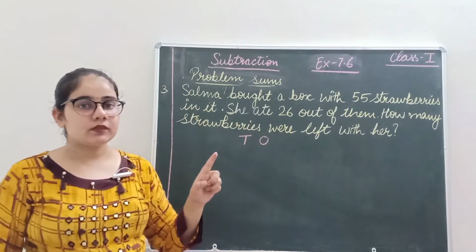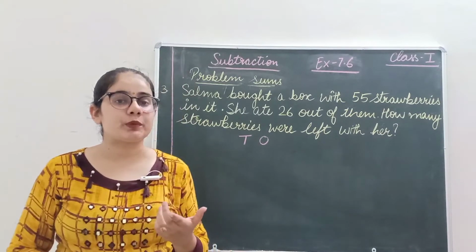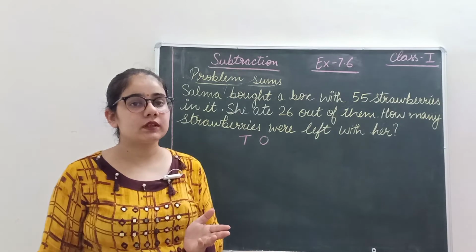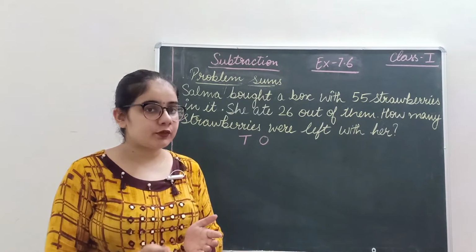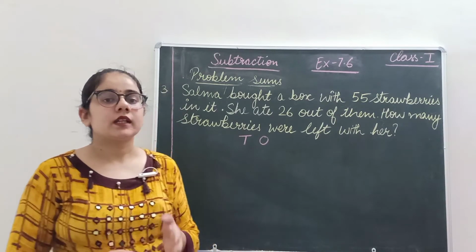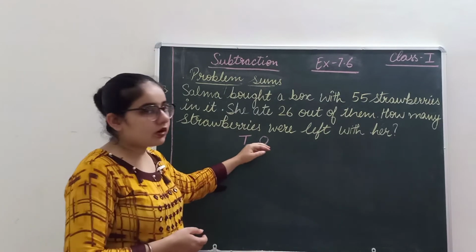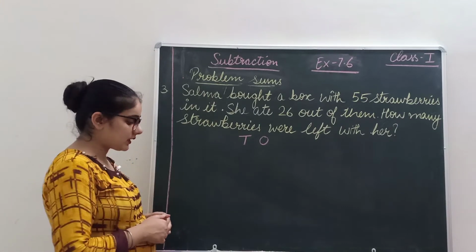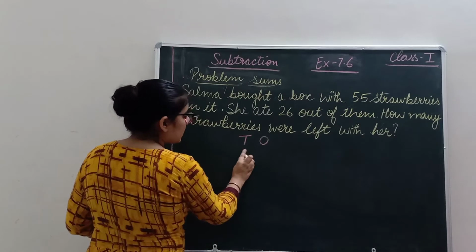Remember this thing, when we have to find the left part, that means we have to subtract, not add. When we have to find the total number, in that case we add. When we have to find leftover part or remaining part or unsold part, then we always subtract. Now first of all, write places, tens and ones if it is not given in exam. Then write the total number.